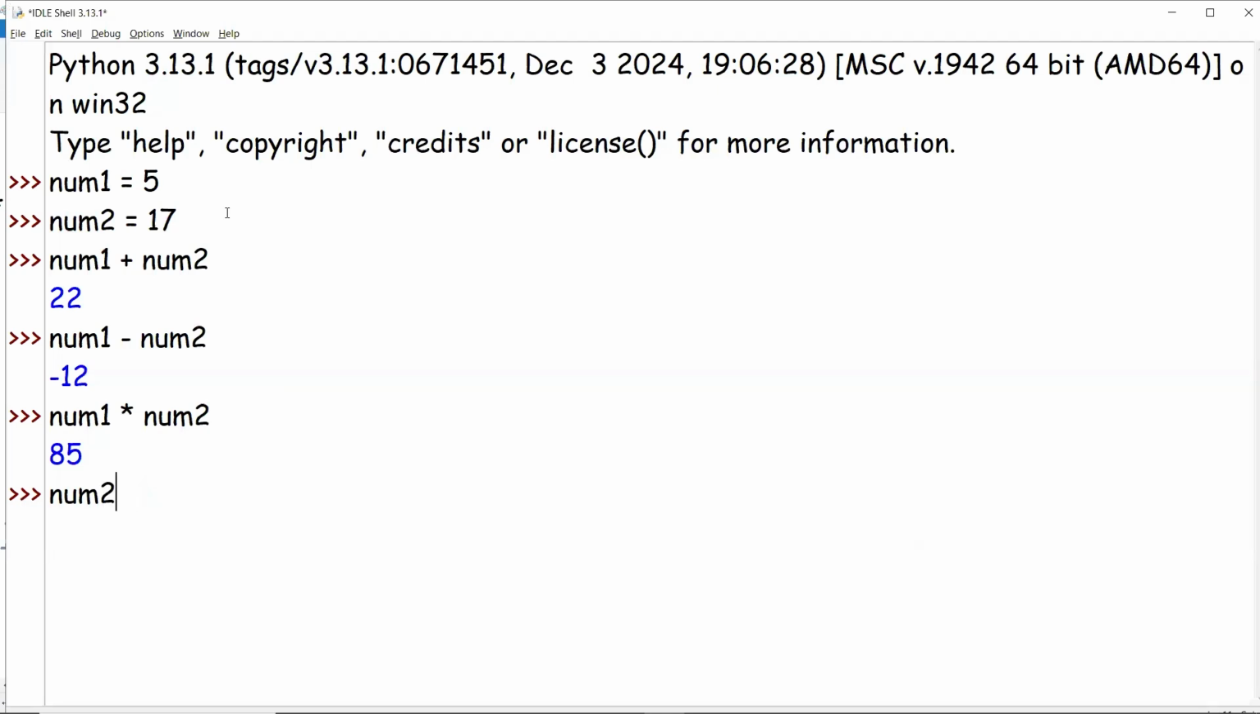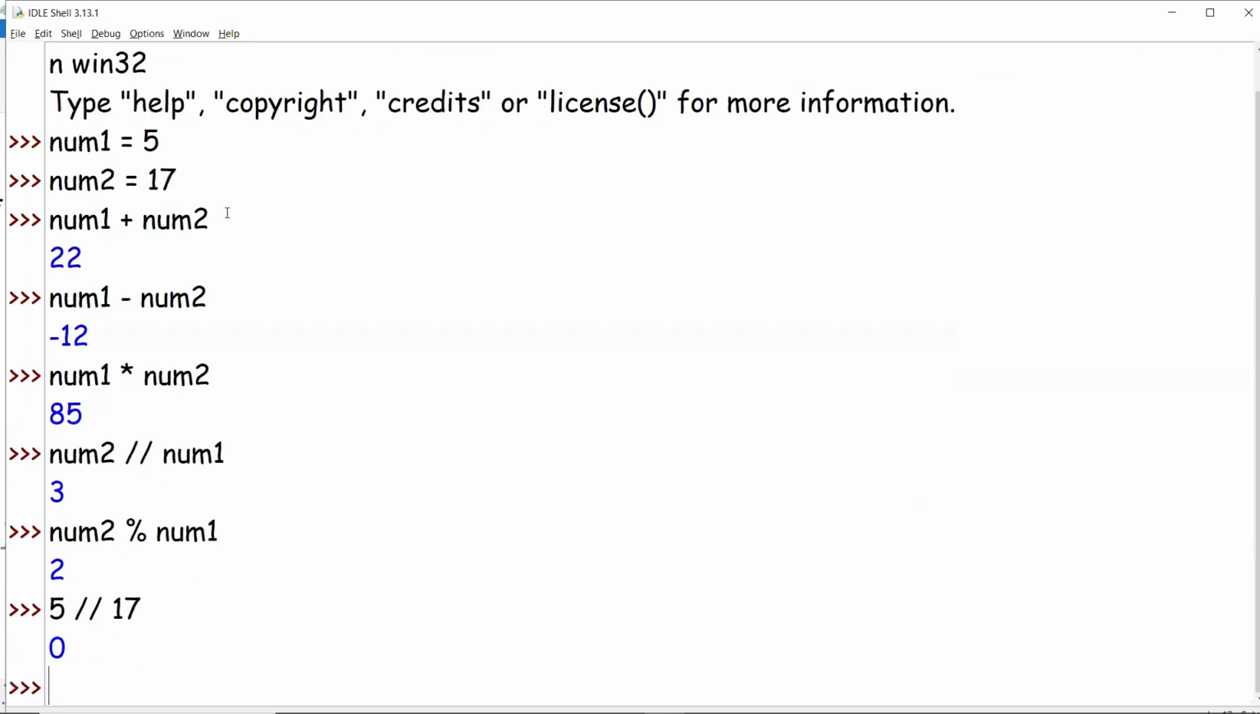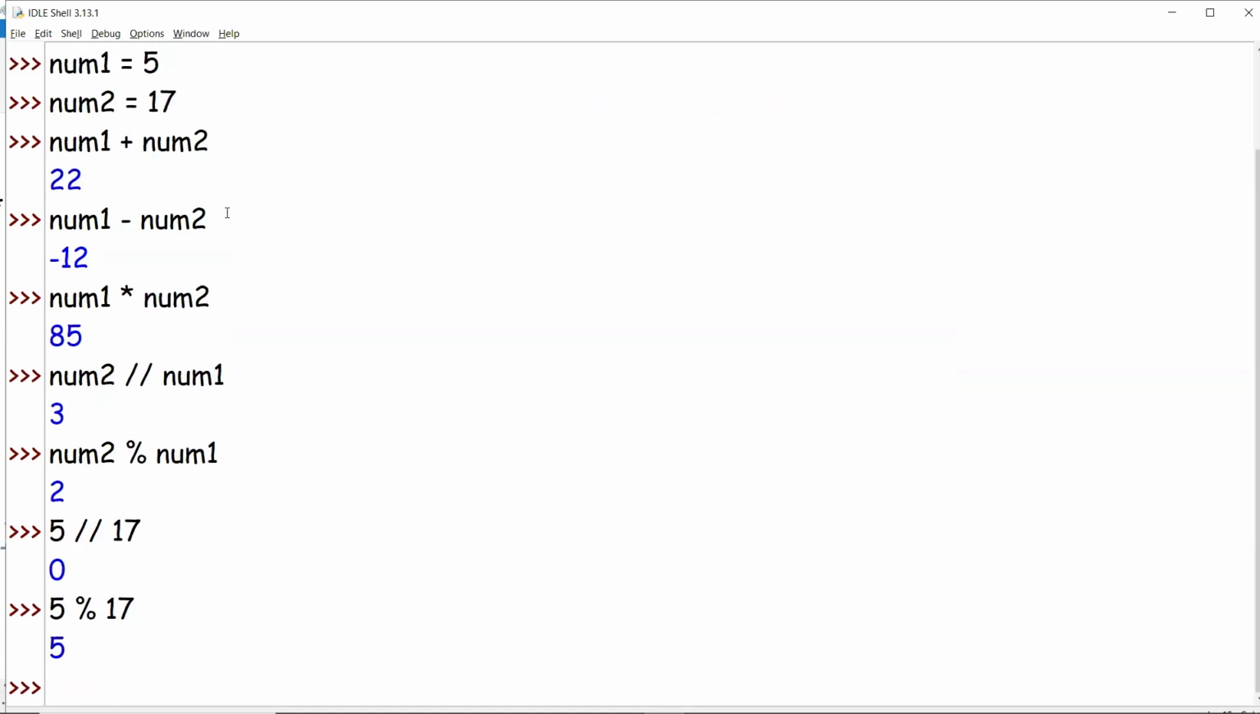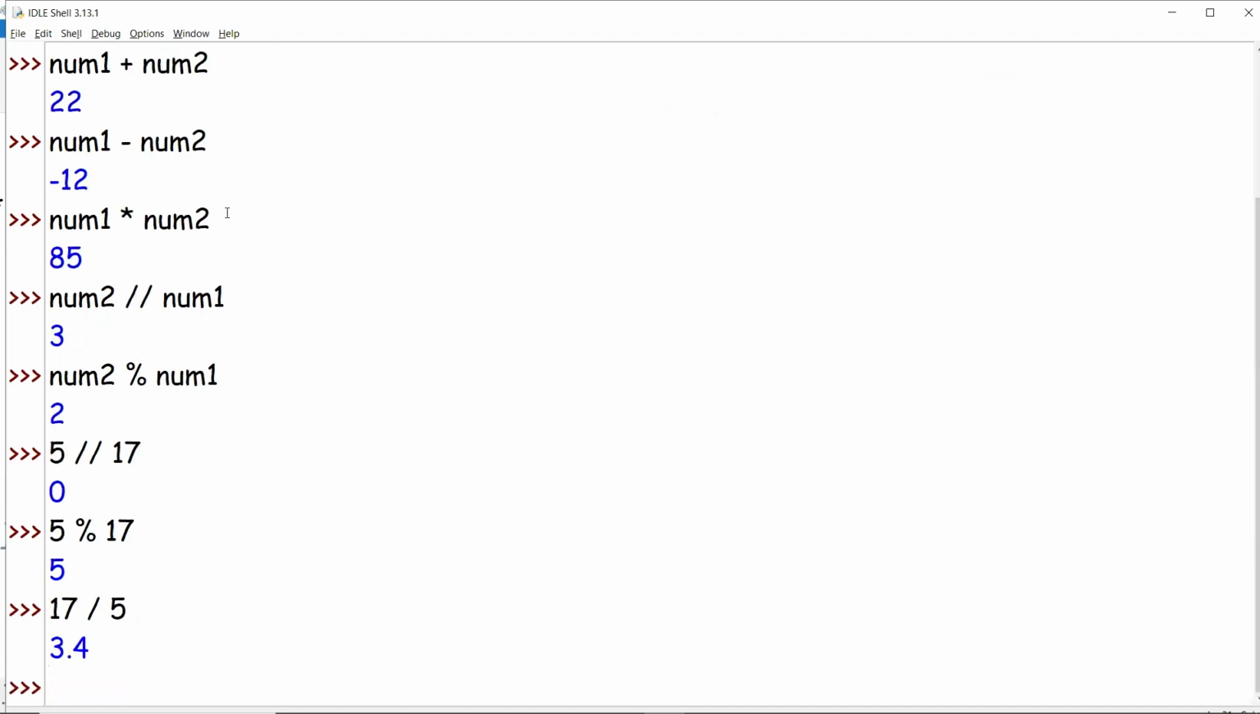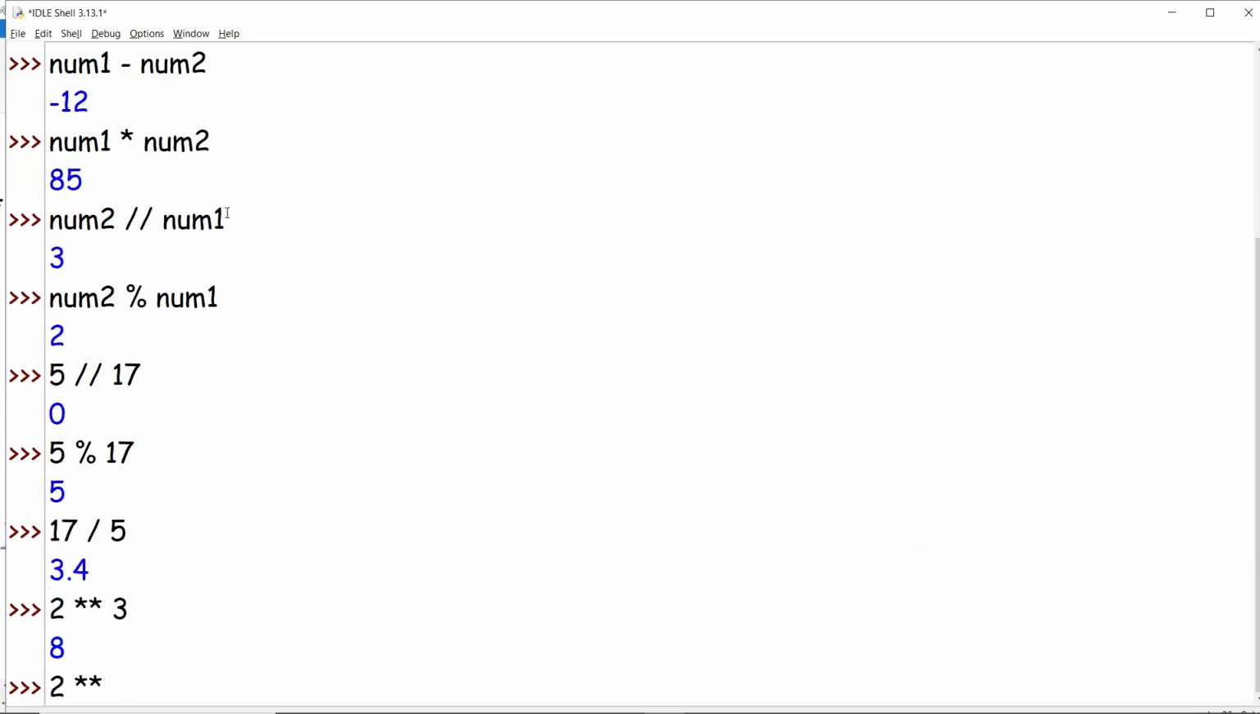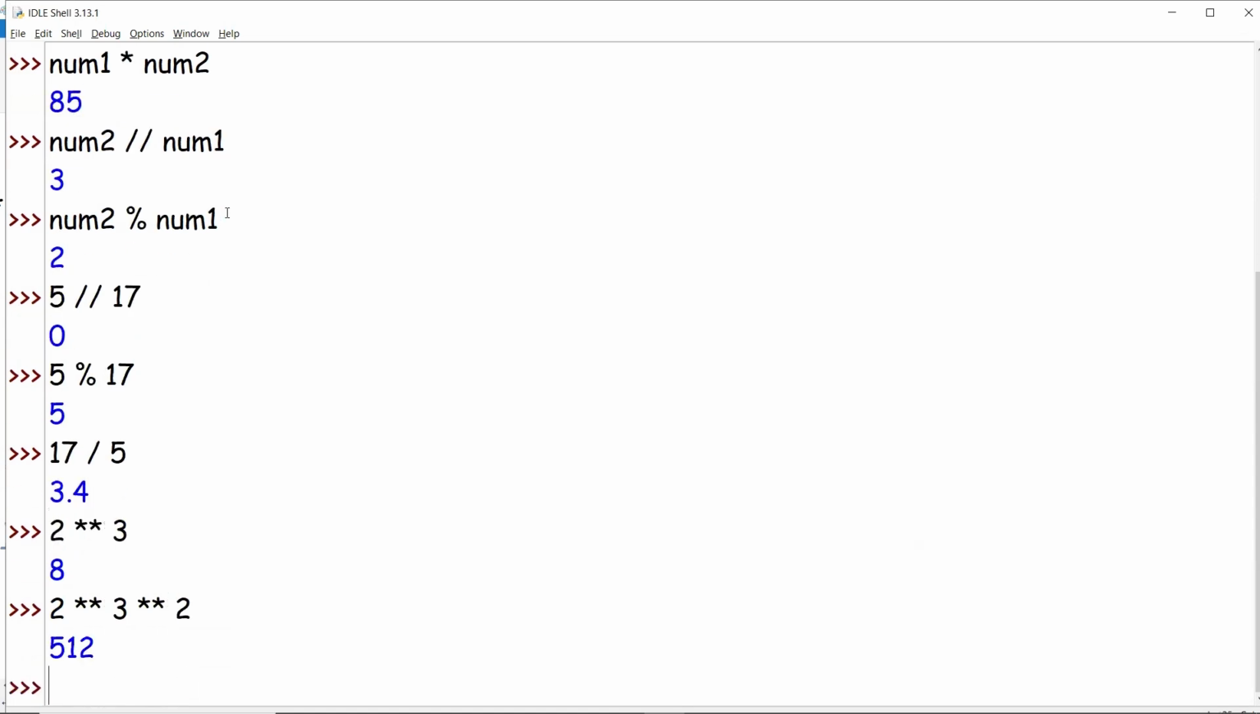We are trying to do num2 with num1, so the answer is 3. Let's also do num2 modulus num1. The answer is 2. If you try 5 double slash 17, the answer would be 0. And if I do 5 modulus 17, the answer would be 5. Let's do single slash, 17 slash 5, so the answer would be 3.4. And let's check the last one, 2 double star 3, which is 8. 2 double star 3 double star 2, the answer would be 512. So these are the outputs.